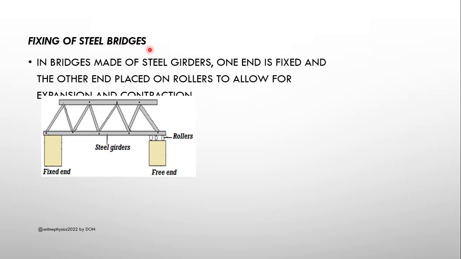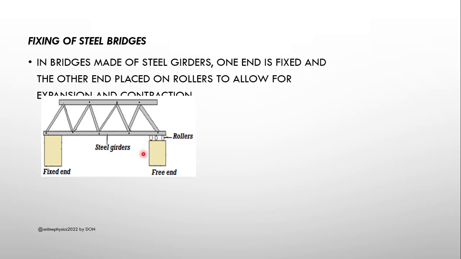In bridges made of steel girders, one end is fixed and the other end placed on rollers to allow for expansion and contraction. A very exciting application here. You can check this bridge here. On this end, it is fixed, but on this other end, the bridge is placed on rollers.